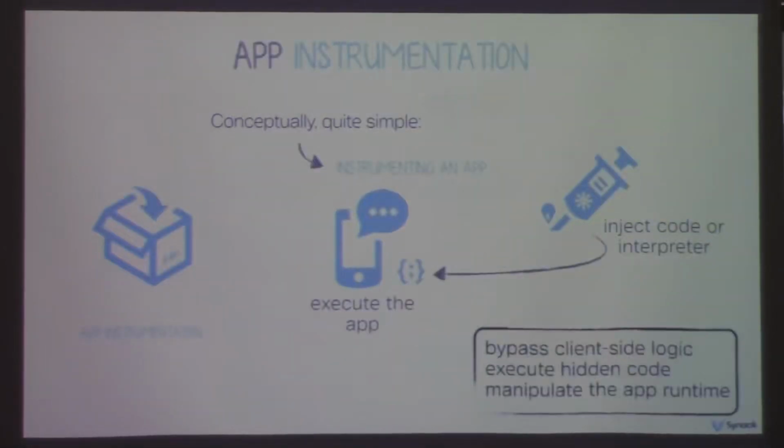All right, then the last dynamic analysis technique is app instrumentation. Conceptually, it's pretty simple. Basically, what we're going to do is we're going to inject code directly into the application. And then this allows us to do a whole bunch of cool things. We can bypass any client-side logic. We can execute any code within the application, even if it's hidden code. And then most powerfully, we can manipulate the app runtime.